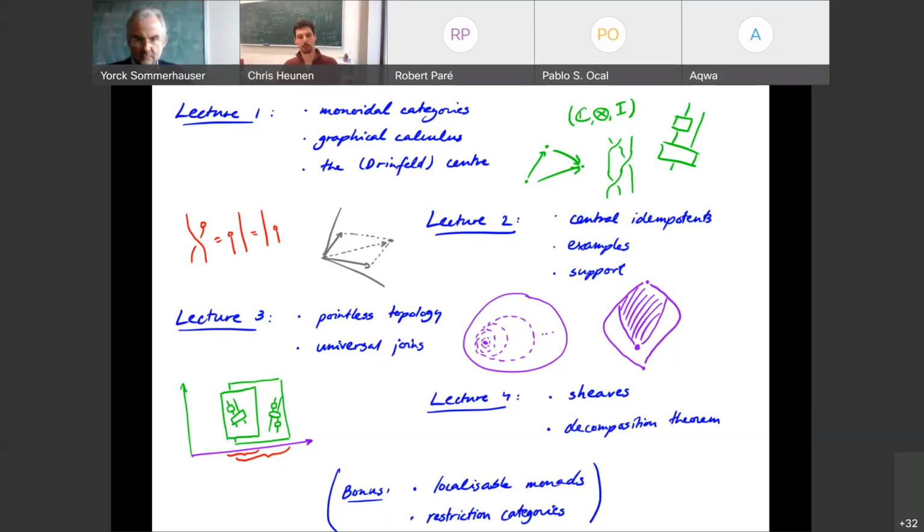And I'll build up some basic theory about these central idempotents and some little lemmas and propositions, saying that there's a notion of support, for example, that if you have a morphism, a process in this monoidal category, then, yes, go ahead.